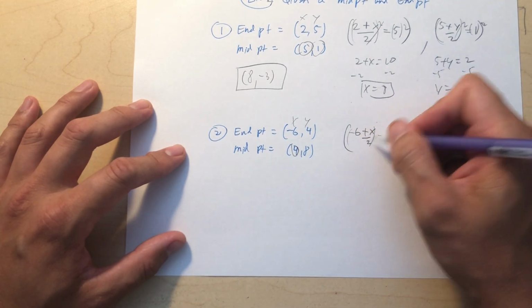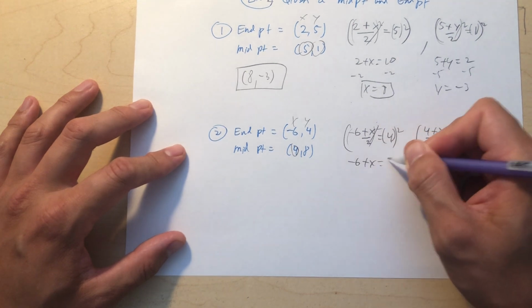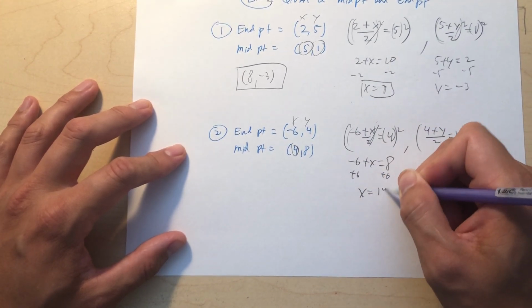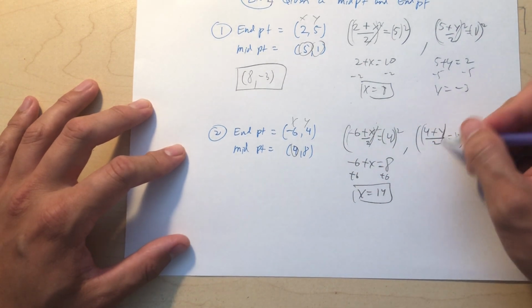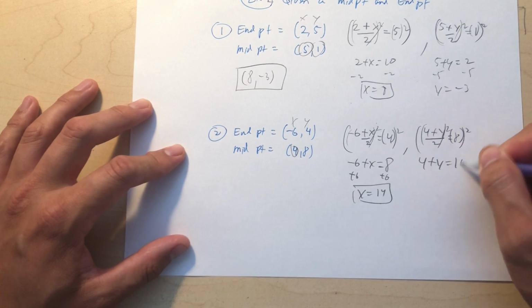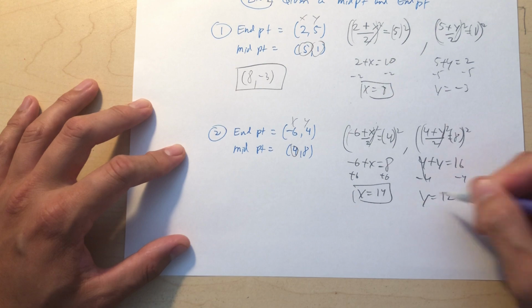Okay, let's solve it again. Multiply by 2. Cancel. Negative 6 plus x is equal to 8. Add 6, x is equal to 14. All right, multiply by 2, you get 4 plus y is equal to 16. Subtract 4, cancel, y is equal to 12.